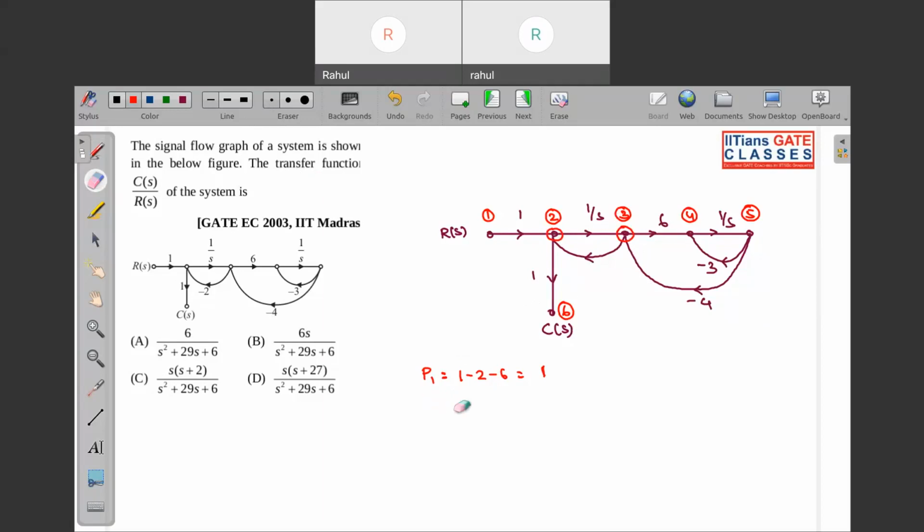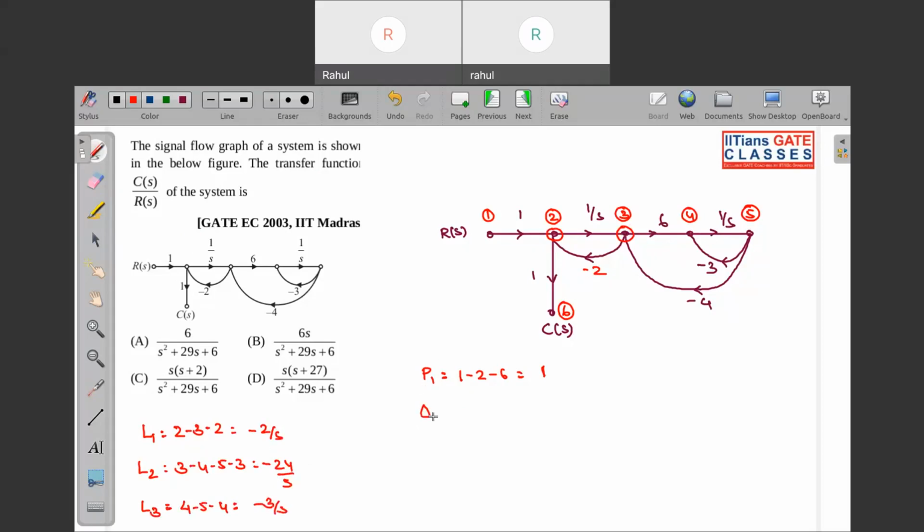now we have to find your del 1. So before that, let us try to find all the loops. So you can see there is one loop 2 to 3, and again back to 2. So that is what? Minus 2 by s. L2 is what? It is from 3 to 4, 4 to 5, and again to 3. So this is minus 24 by s, and L3 is what? L3 is 4 to 5, 5 to 4. So that we have is minus 3 by s.